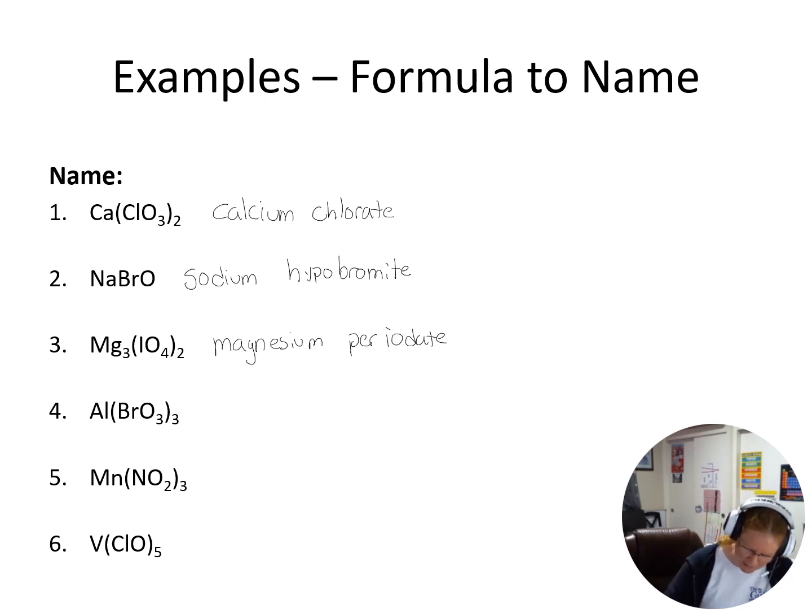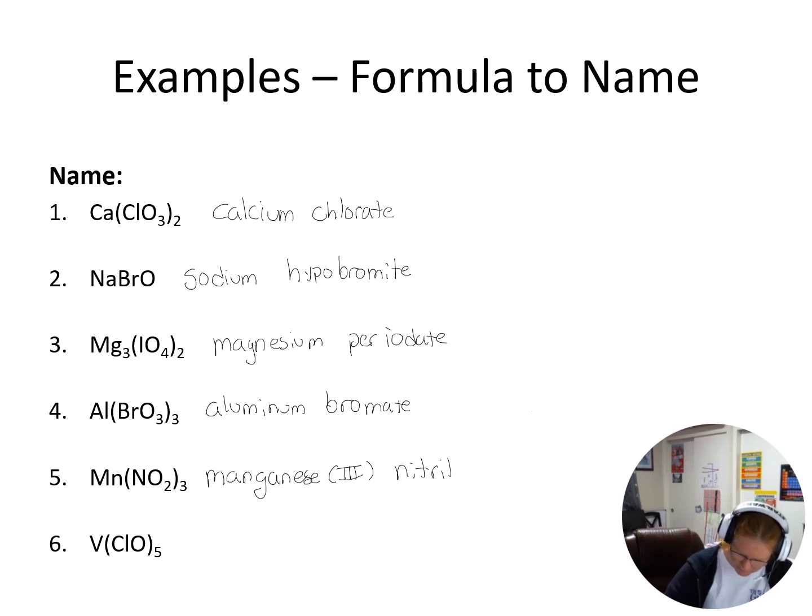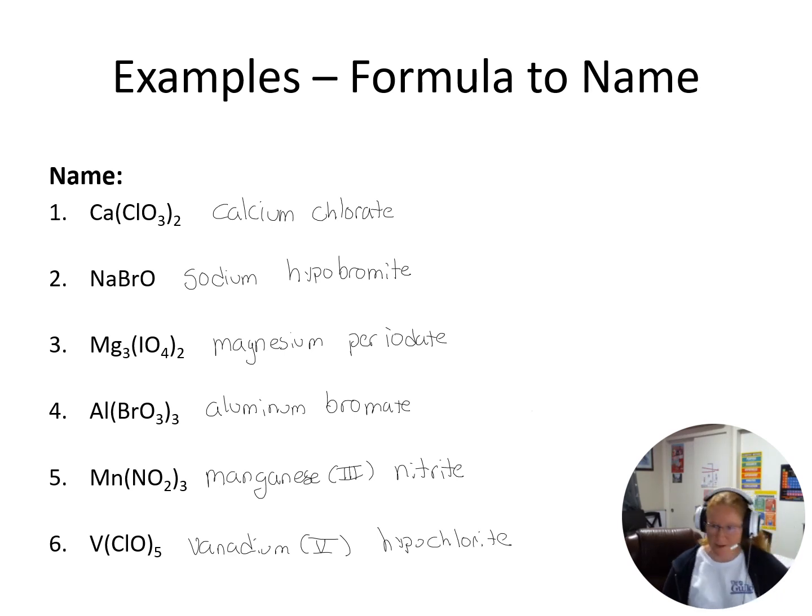So this one's going to be aluminum bromate. Okay, and then the last 2 on here, I gave you some transition metals with those Roman numerals, so you would have had to charge balance to figure these out. And so what you should get on this one is manganese 3 nitrite. Okay, and our last one, V, is for vanadium, and so you should get a vanadium 5. Okay, and then it's hypochlorite. Okay, all right.